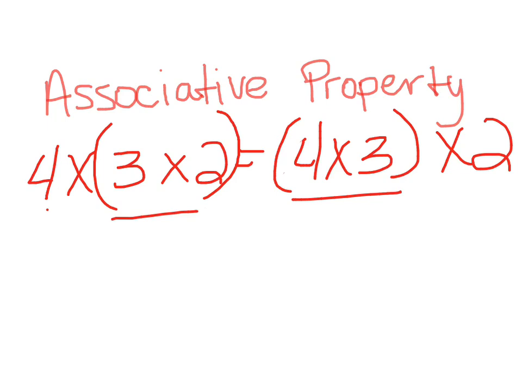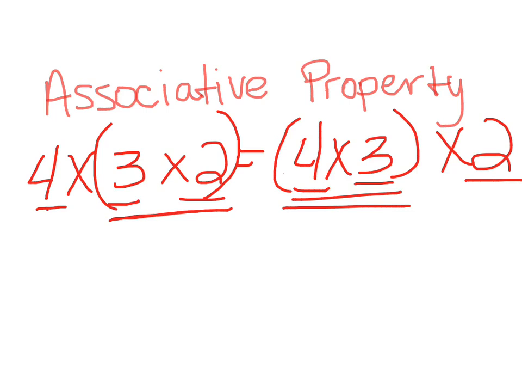So I changed where the parentheses were, but my numbers all stay the same. I still have 4 times 3 times 2. So the only thing that changed is my association. So I was friends with the 3 and the 2, and now the 4 and the 3 are friends. So it just changes the groups, but your answer will stay the same. Okay? So associative property is where you change the grouping, but not the numbers.